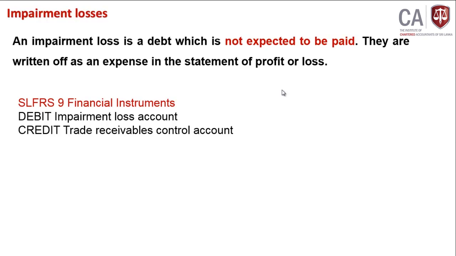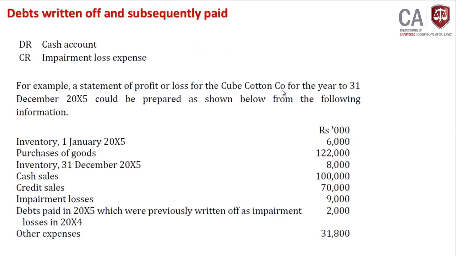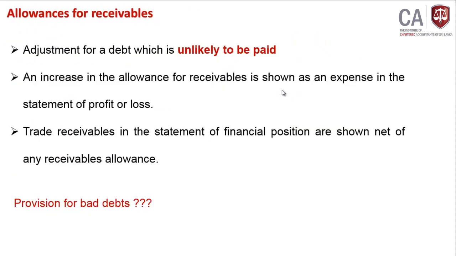We are not expecting payment. But loss allowance for receivable is an adjustment to debt which is unlikely to be paid. Impairment means not expected to be paid. Here it is unlikely to be paid.